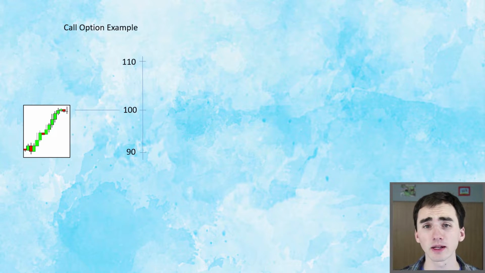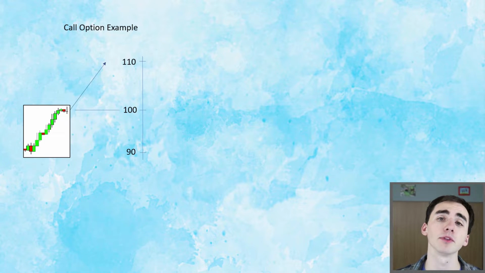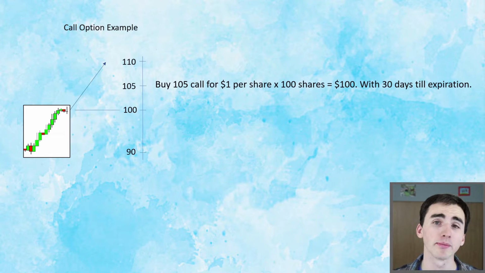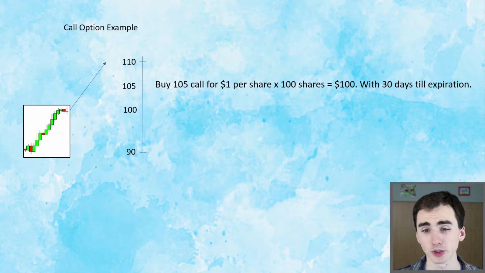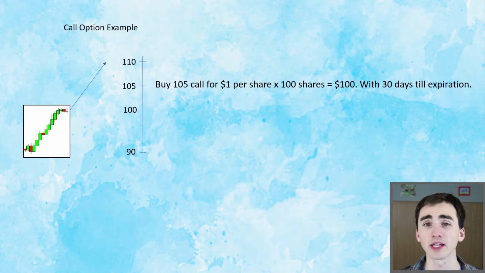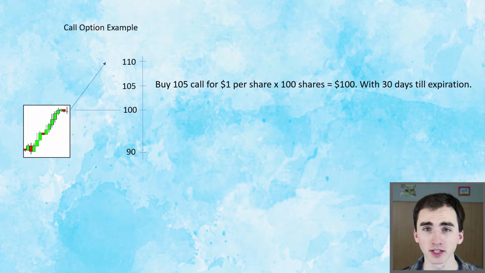So let's talk about a more concrete example. Here we have a stock trading at $100, and we think that it's going to go up to $110 over the next 30 days. So we are going to buy a $105 call for $1 per share. And normally with options they give you a per share value, and because an option controls 100 shares, it's going to be times 100 for the price.